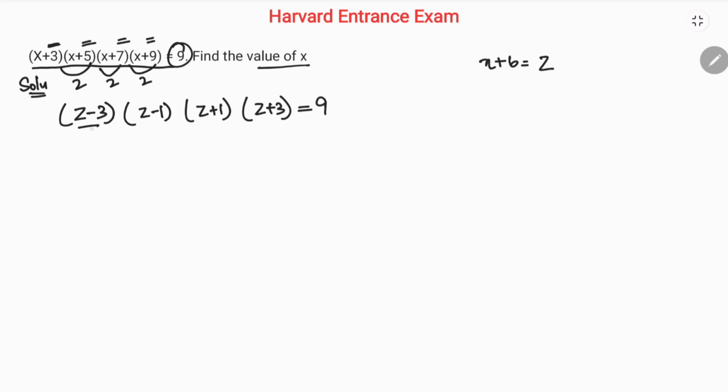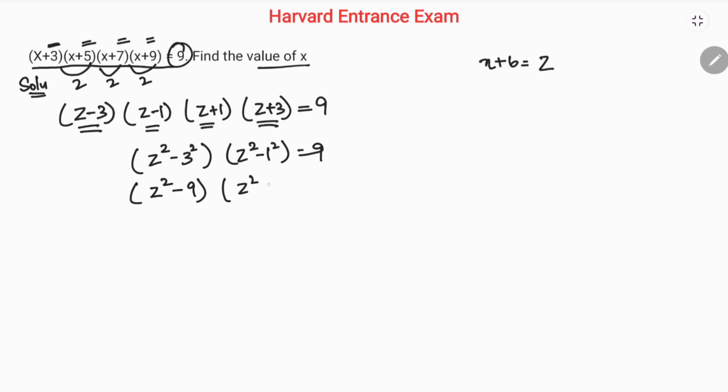Now we know that a minus b into a plus b is equal to a square minus b square. Same we are getting over here. So we can simply write it as z square minus 3 square whole multiplied with z square minus 1 square is equal to 9. If we open the squares, then we'll get z square minus 9 into z square minus 1 is equal to 9.